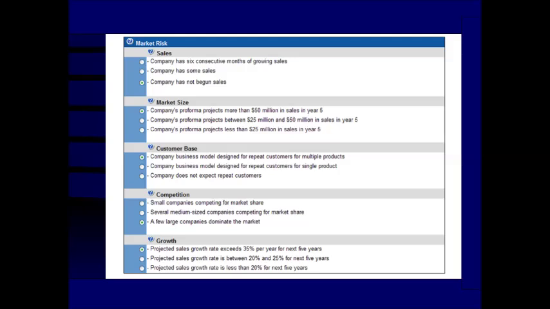Market risk is the third factor. This section addresses sales, market size, customer base, competition, and growth factors. Overall, what the investor looks for here is the degree of market potential and market validation. The ultimate market validation is not only generating sales, but also generating repeat and referred customers. For startup ventures, the need for rigorous and reliable market research to quantify and characterize the target market for the venture's product cannot be stressed enough.